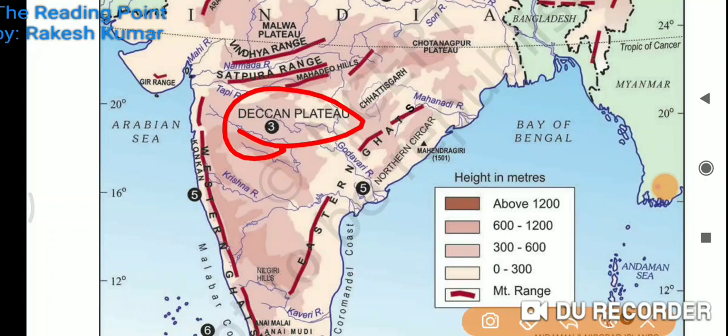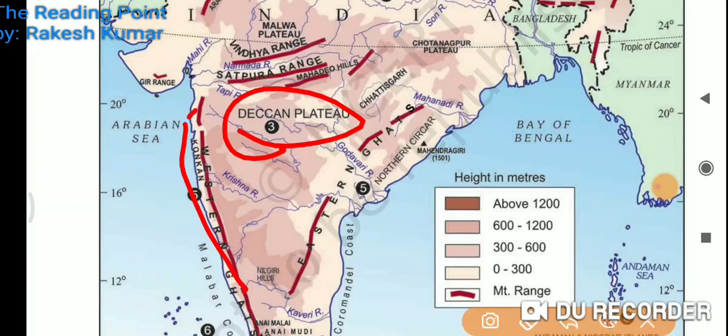It is bounded by the Western Ghat and the Eastern Ghat. Both these hill ranges meet at the Nilgiri hills. The northern part of the Deccan Plateau has the Vindhya range, the Mahadev hills and the Kaimur hills, and the Maikal ranges are also found here. The Western Ghat is also known as the Sahyadri.